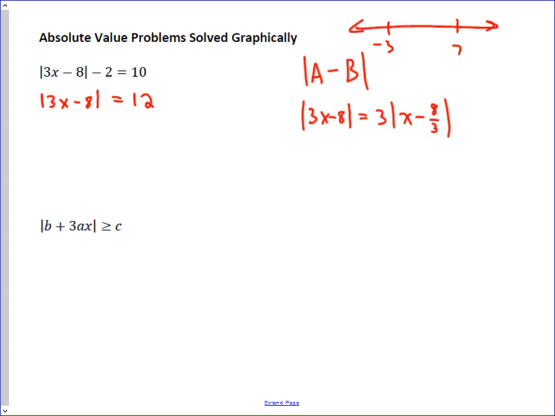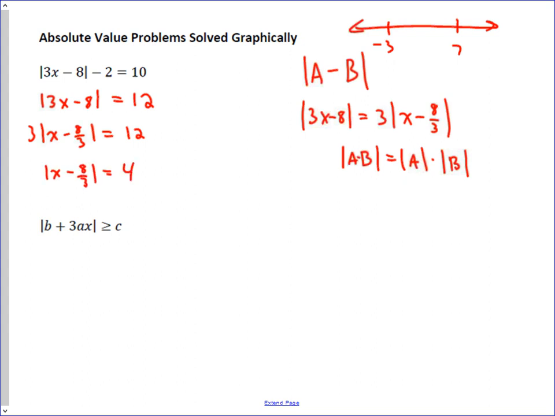And that's because of this property, which is the absolute value of a times b equals the absolute value of a times the absolute value of b. In our case, x minus 8/3 is b, 3 is a, the absolute value of 3 is 3, and so we can do this. So we factor out the 3 to get this. We divide through by 3 to get this, and now we can find out the graphical solution.